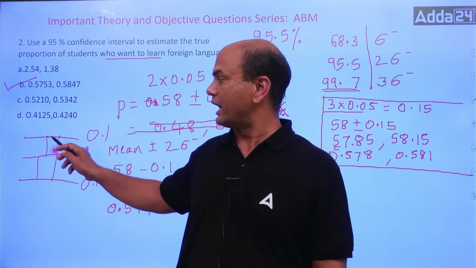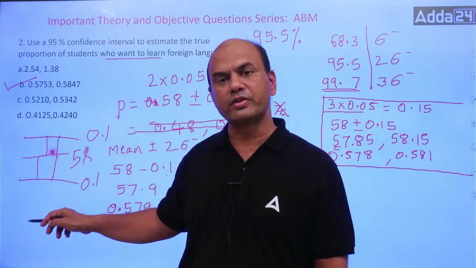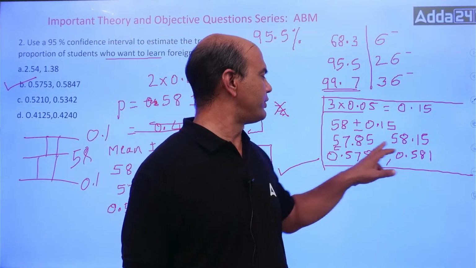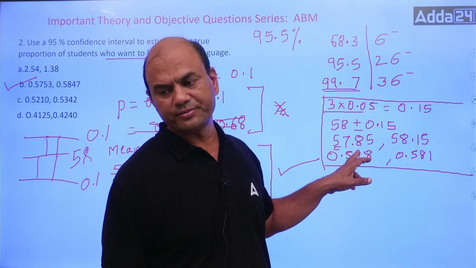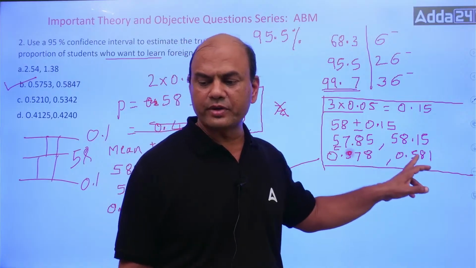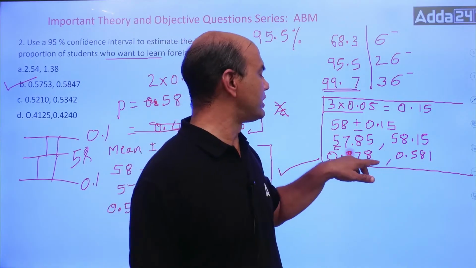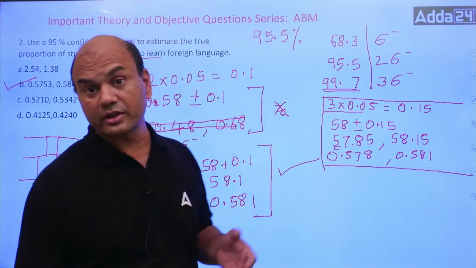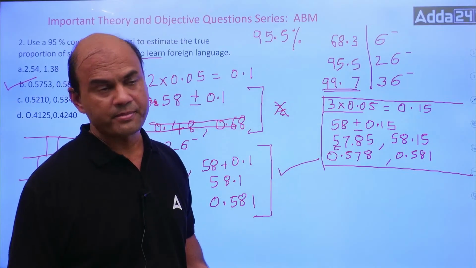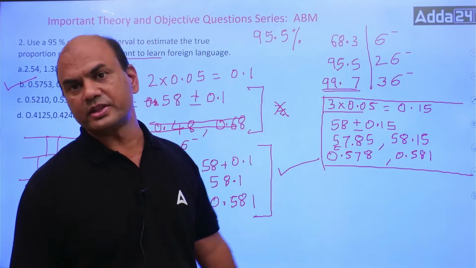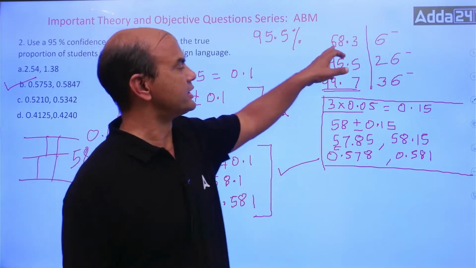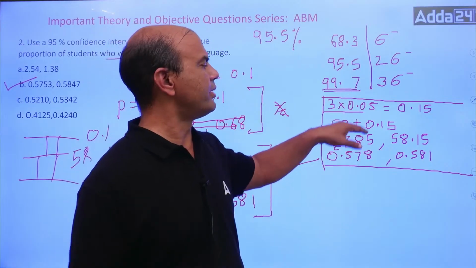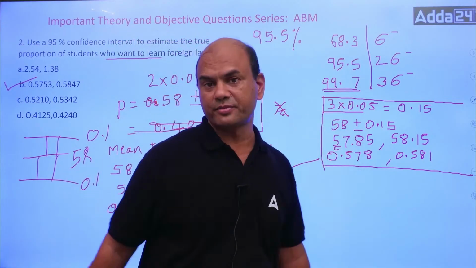Then what will you do? You will add 0.15 over here, subtract 0.15 over here. So 58 plus 0.15 maxima, 58 minus 0.15 minima, 57.85 and 58.15. So if you divide by 100, you will get 0.578 and 0.581. If they ask you for 3 standard error, it means 99.7% confidence. If they ask you for 68%, this one 68.3, then only single 0.05. 0.05 up, 0.05 down.